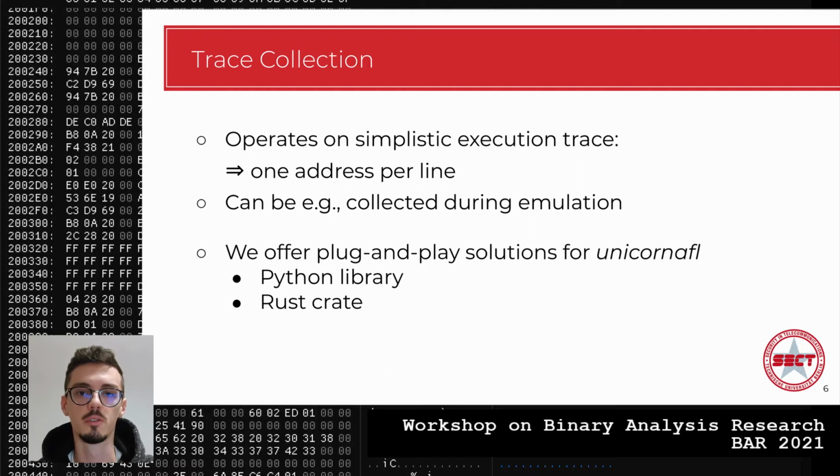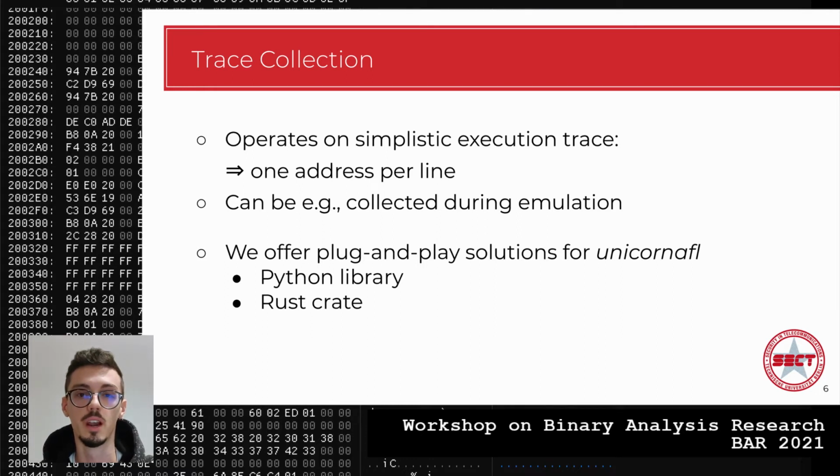The analysis part of JMPscare expects as its input a really simplistic execution trace. What that exactly means is we expect an input file with exactly one address per line. This address corresponds to one executed instruction. Such execution traces can be easily collected in various ways. It is especially straightforward during emulation, which is how we did it.